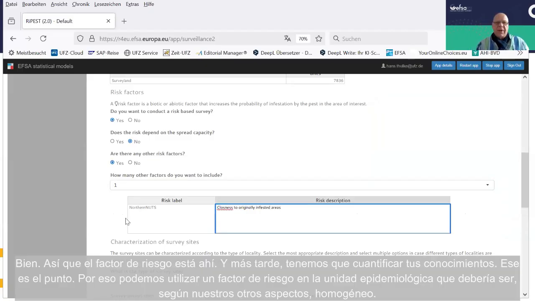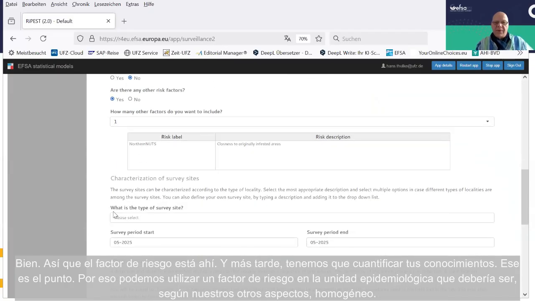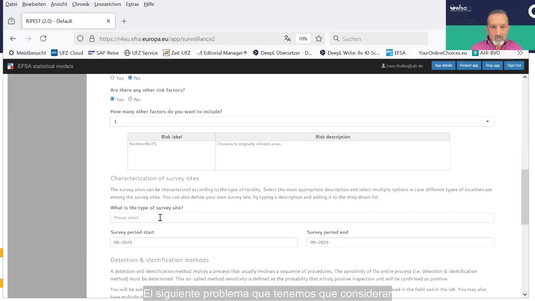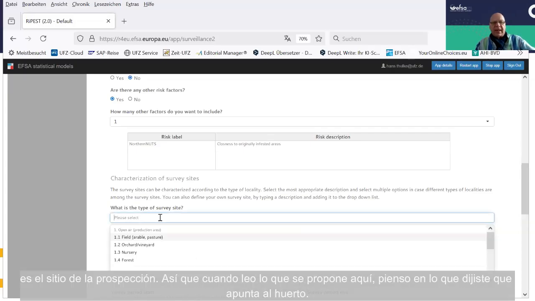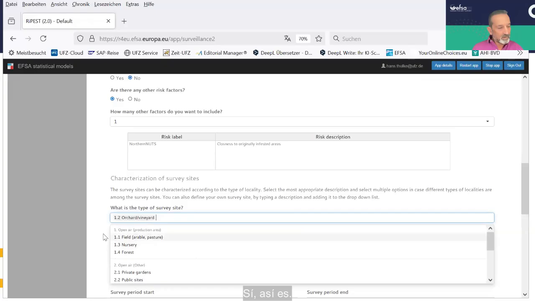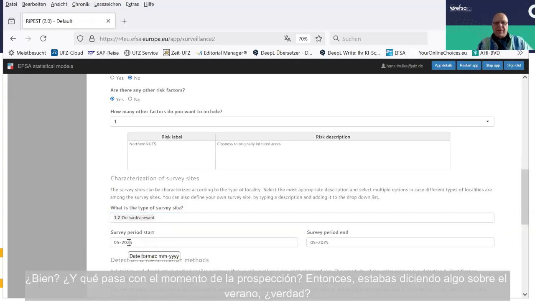So the risk factor is in, and later we have to quantify your knowledge. That's the point why we can use a risk factor in the epidemiological unit that should be, according to our other aspects, homogeneous. So the next problem that we have to consider is the survey site. When I read what is proposed here, I think what you said is pointing to the orchard. Yes, that's correct. Okay. And what about the survey time?